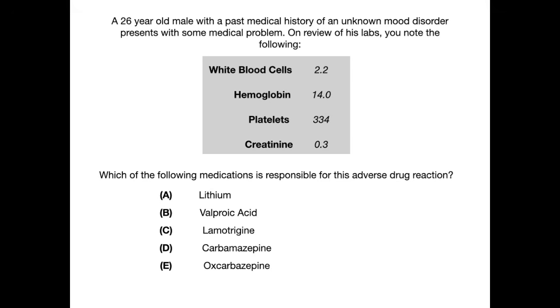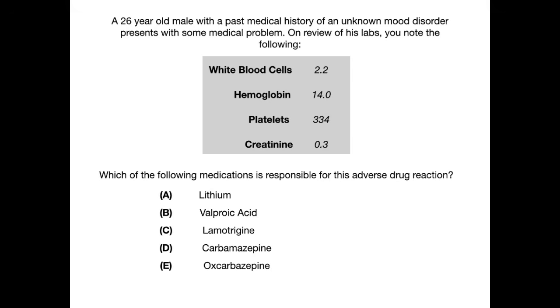But what's really specific is they'll say on review of his labs, you note the following, and they'll give you that little lab printout. And that'll have a little area where you can check the normal values. So don't worry if you don't know what's normal for all of these, but we'll go through this and assume that you do. And then it'll ask you which of the following medications is responsible for this adverse drug reaction, or which of the following medications was this patient prescribed. And what the question is basically asking you is what mood stabilizer is causing the problem that I've written about in this question. That's what the test writer is going for. And your choices will be lithium, valproic acid, lamotrigine, carbamazepine, or oxcarbazepine. Or maybe they'll be really annoying and they'll throw in other distractors like SSRIs, et cetera.